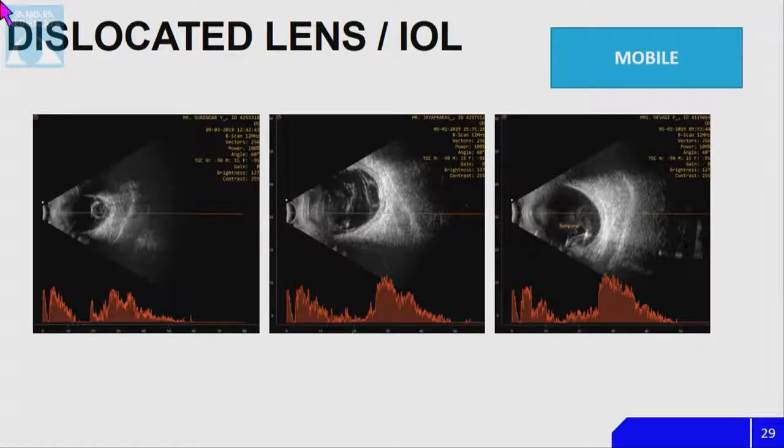So first we'll start with the lens. This is a globular hyperreflective mobile structure in the vitreous cavity, a dislocated natural lens. The internal reflectivity again depends on the degree of cataract. This is also a lens, but there is an adjacent vitreous membrane. And this is a dislocated IOL, where there are a few reverberations.